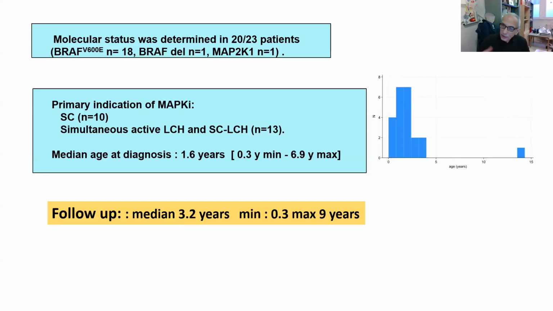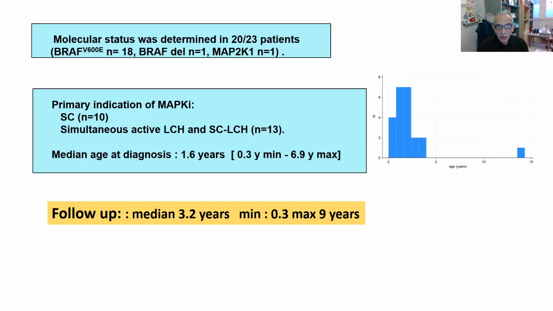The indication is always a complex situation, but the main indication of the MAP kinase inhibitor was sclerosing cholangitis purely primitively in 10 patients, and in 13 patients, sclerosing cholangitis was associated with refractory disease. So there are several clinical targets for MAP kinase inhibitor. One is sclerosing cholangitis, but also the systemic disease.